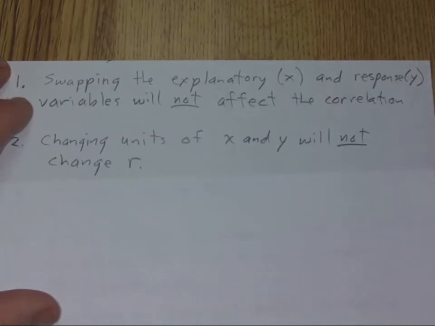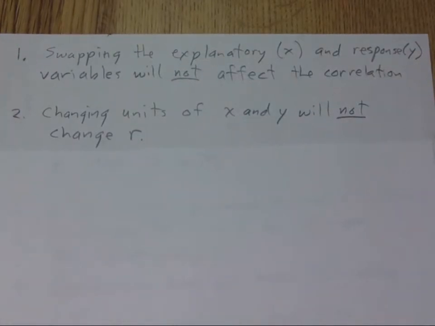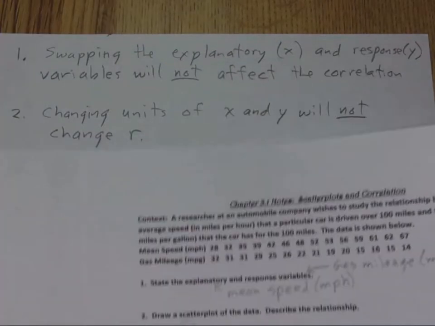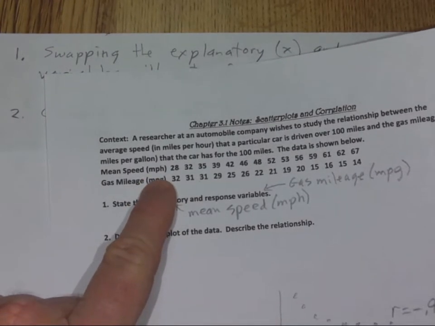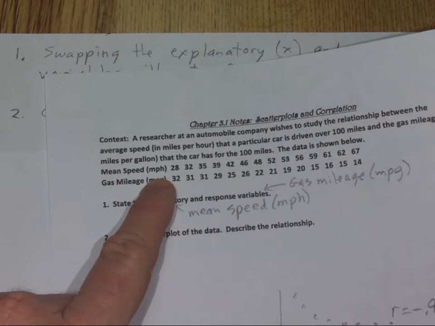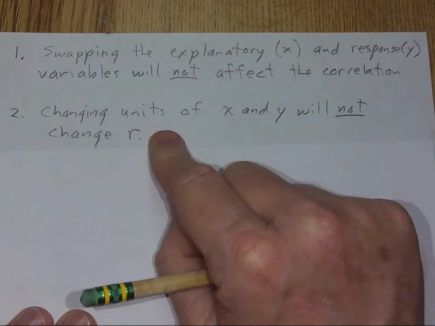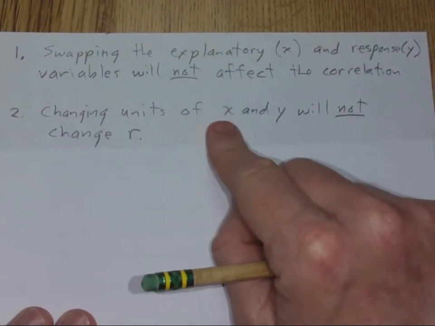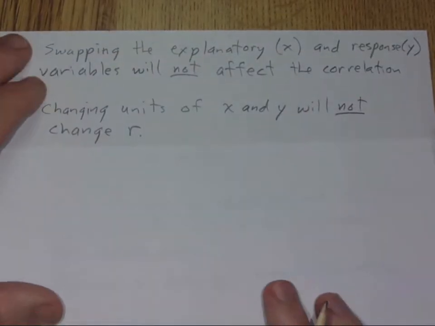Changing of units will not change R, and that's been on the exam several times. If, as opposed to miles per gallon, we went with miles per liter, or as opposed to miles per hour, we went miles per minute, that is not going to affect your R. Nor if you standardize the values, meaning you found all the z-scores for the x's and z-scores for the y's and plotted them. It would not change R, and that's been on the exam before.